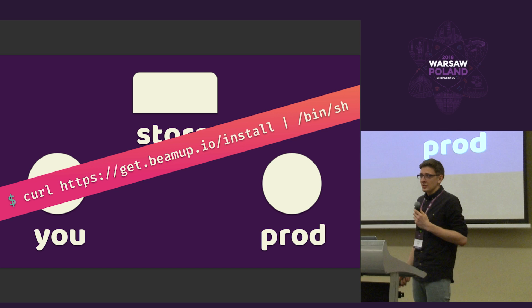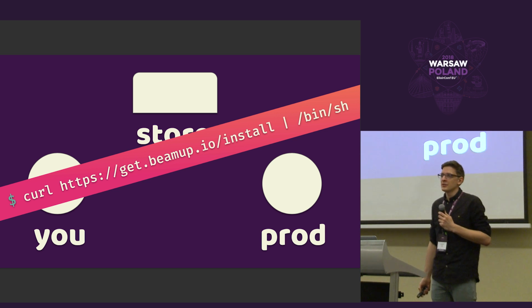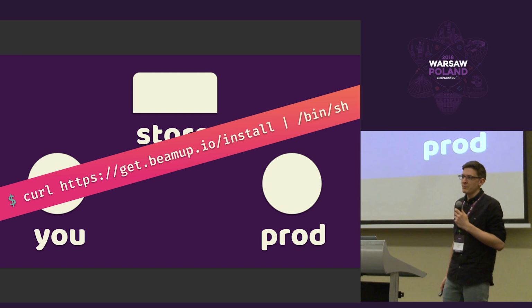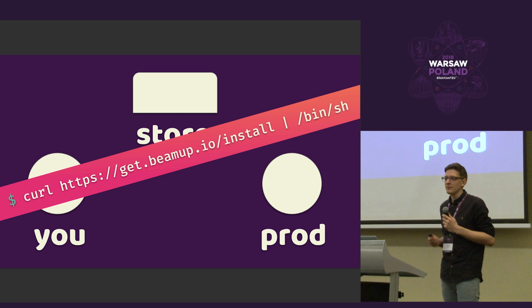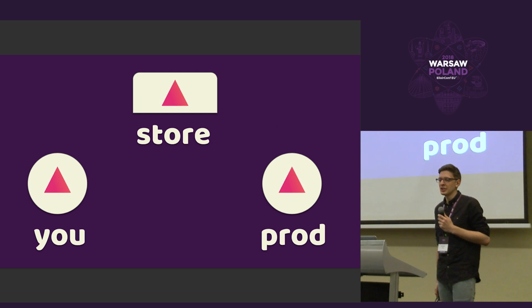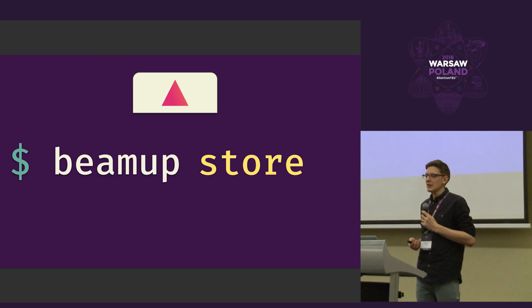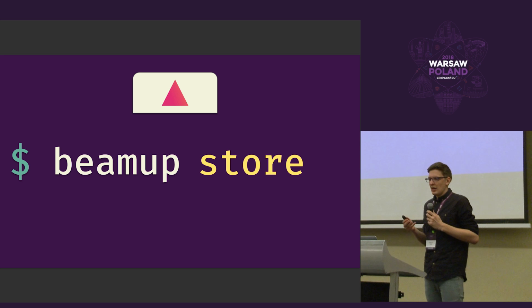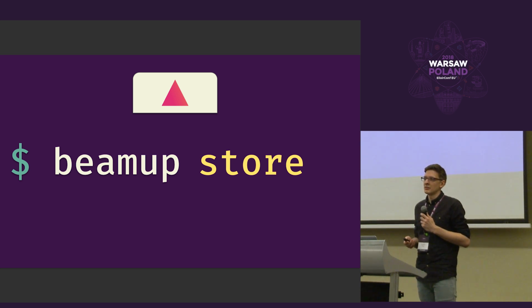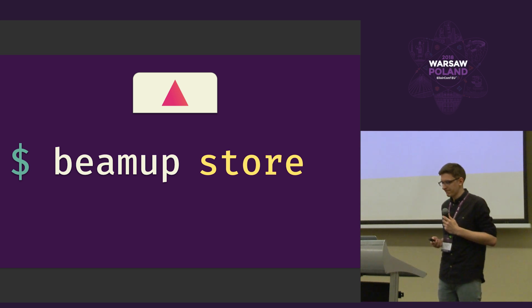So you do run this curl pipe shell thing on each box to get the BeamUp CLI tool. It gives you that on every machine. Then you go to your box where you want to run your store. Say BeamUp store. Now what this does is it's going to spin up an HTTP server, which is going to accept and store your releases.